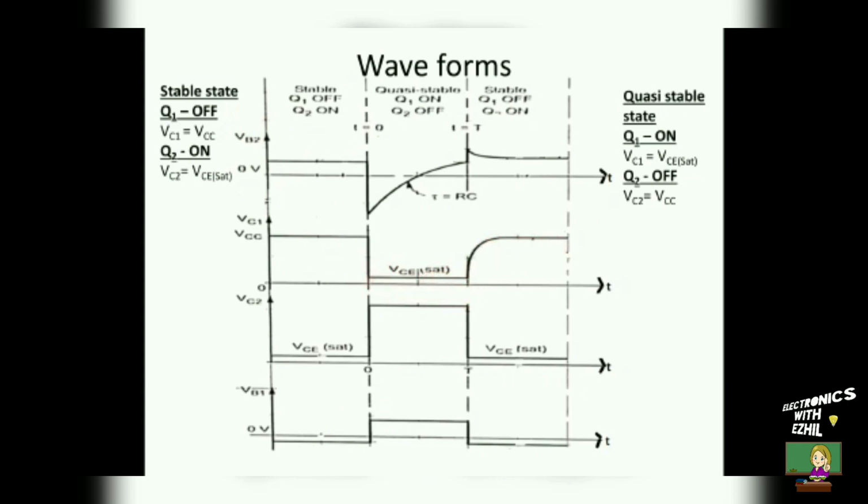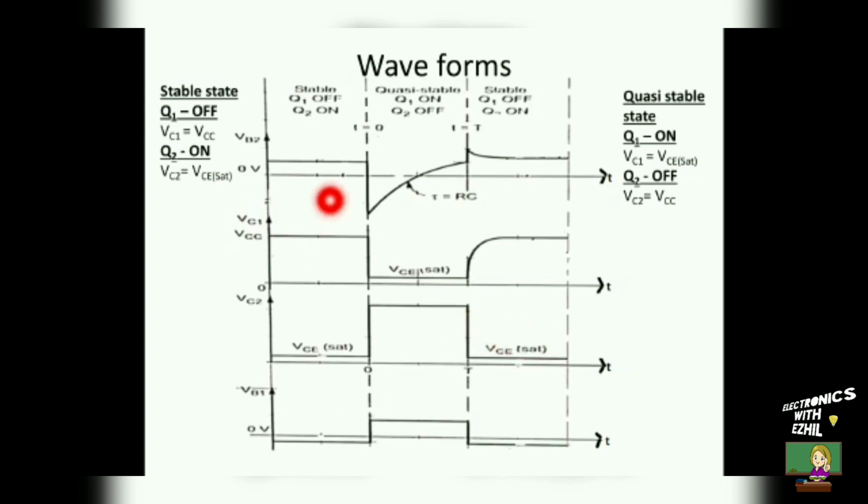Next we will see how to draw the collector voltage of the transistor 2. During the stable state, the transistor 2 is at on state and the output voltage of the monostable multivibrator is VCE saturation. So the circuit will stay at VCE saturation. During the quasi-stable state, the transistor 2 is at off state and the output voltage is equal to VCC. So the circuit will be switched from VCE saturation to VCC. During the stable state, the voltage of the transistor 2 is VCE saturation. So the circuit will be switched back to VCE saturation.